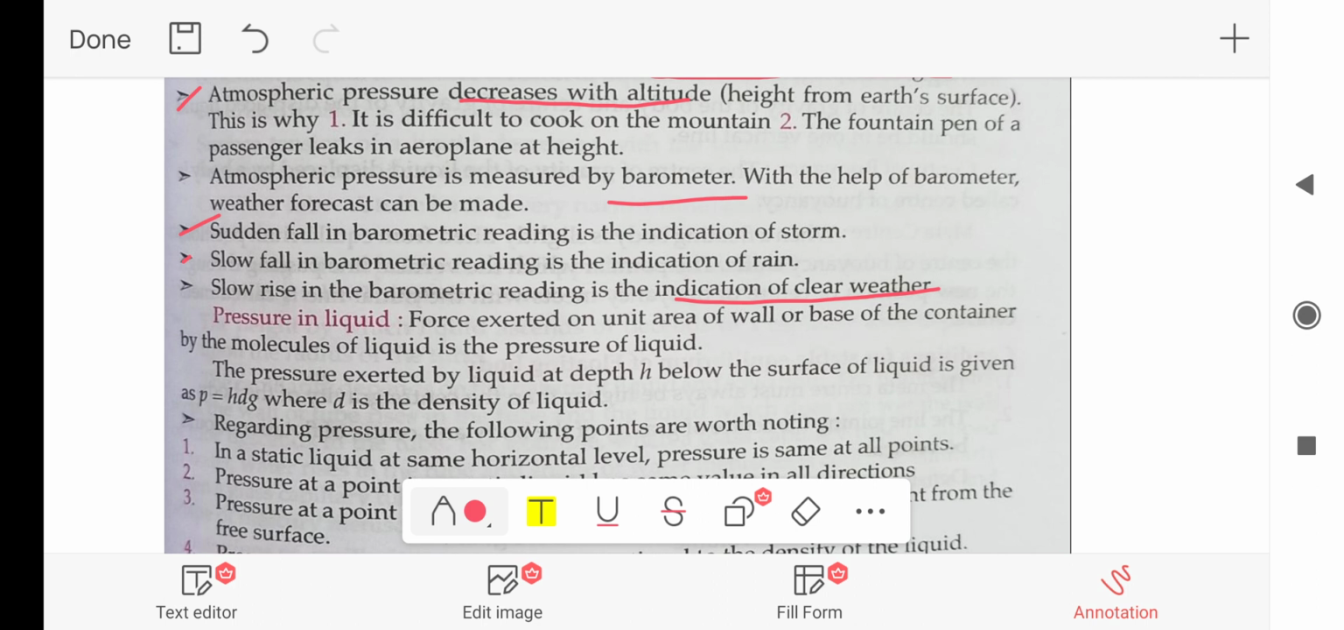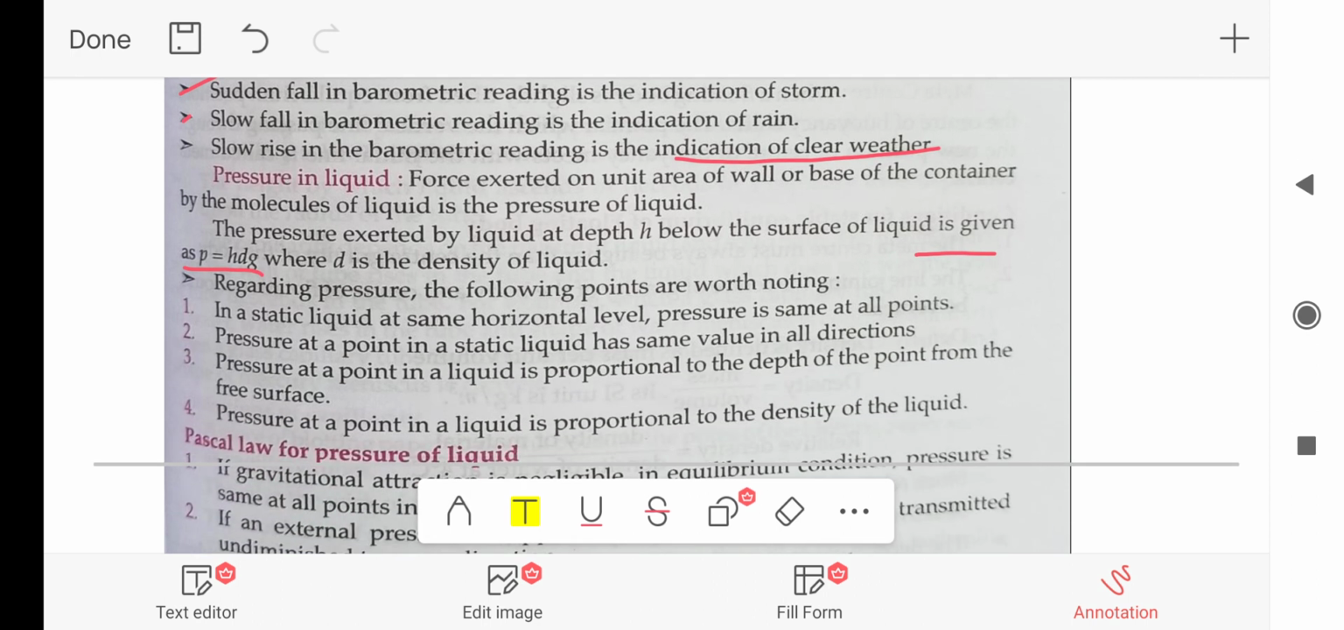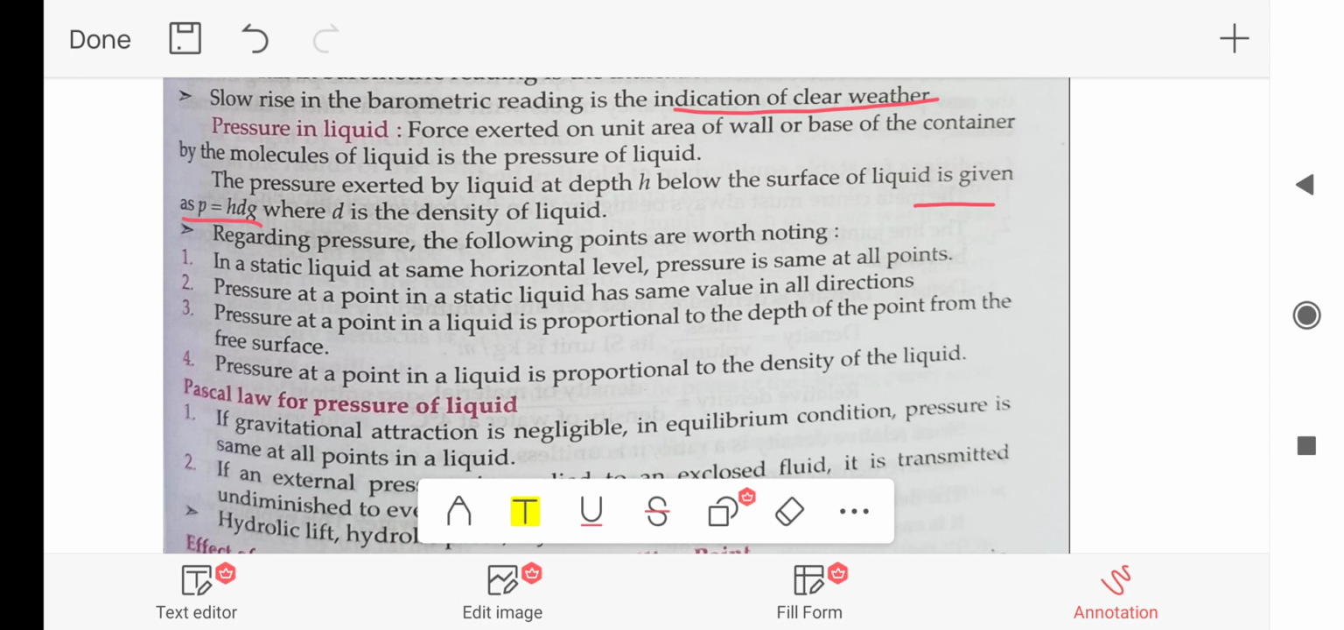Next is pressure in liquid. Force exerted on unit area of the wall or base of the container by the molecules of liquid is the pressure of liquid. The pressure exerted by liquid at depth h below the surface of the liquid is given as small p is equal to h d g, where d is the density of the liquid, h is the depth, and g is the acceleration due to gravity.